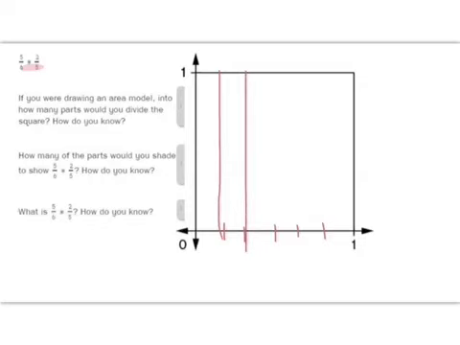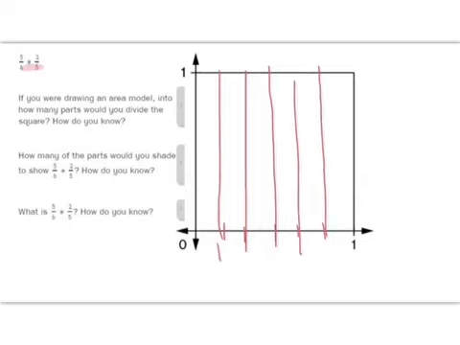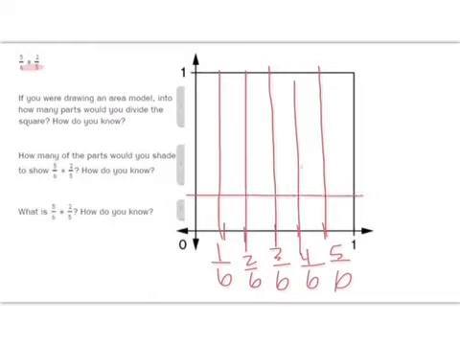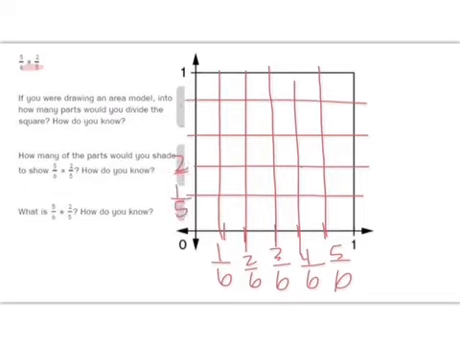3, 4, that gives me 5 and 6 here. 1/6, 2/6, 3/6, 4/6, 5/6. Okay, and then into 2/5, so we're going to go across 1, 2, 3, 4, 5. Man, I was pretty good on that one. 1/5, 2/5, 3/5, 4/5. Okay.